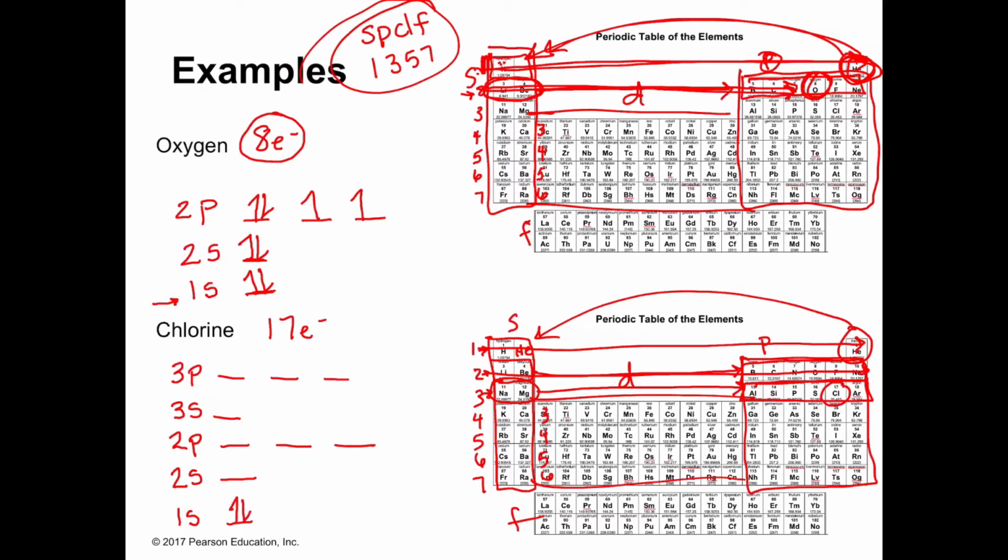So we go 1, 2, 3, 4, 5, 6, 7, 8, 9, 10, 11, 12, 13, 14, 15, 16, 17. You'll notice when I hit a p orbital, I put 1 electron in each of the orbitals before any of them get 2. And I fill it up completely before moving on to the next energy level. So you need to fill it up like this every single time.